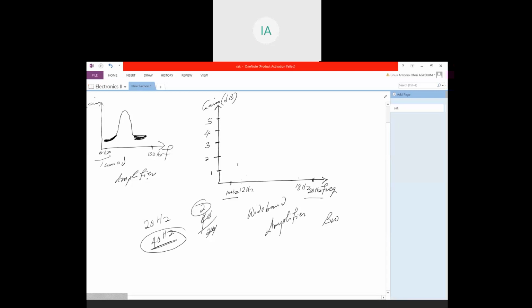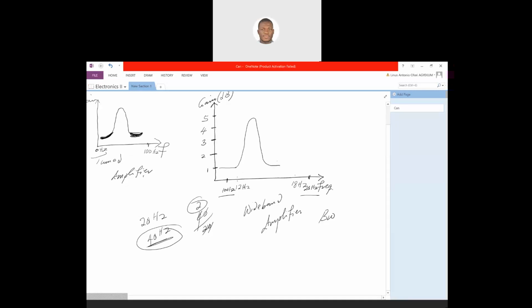What we are saying is that for the tuned amplifier, we said tuned amplifiers are used for what? They are used for selective amplification, right? So if they are used for selective amplification, the gain of the amplifier doesn't remain constant for a very long time. The gain only remains constant at very low frequencies and at higher frequencies.